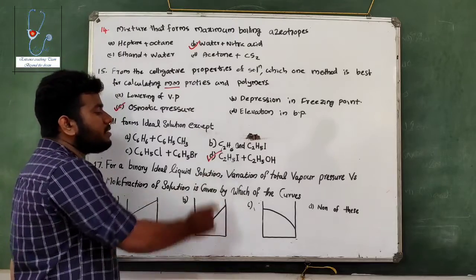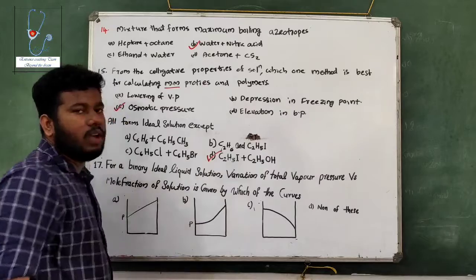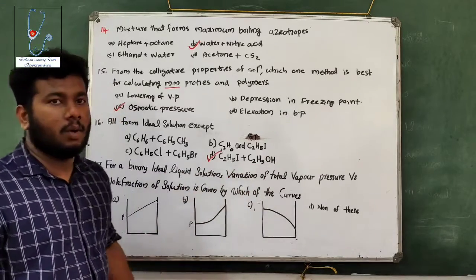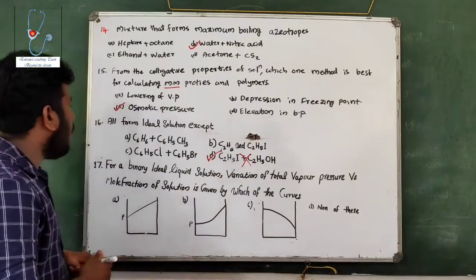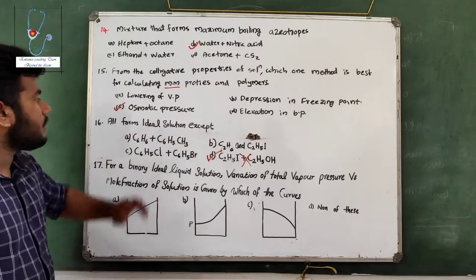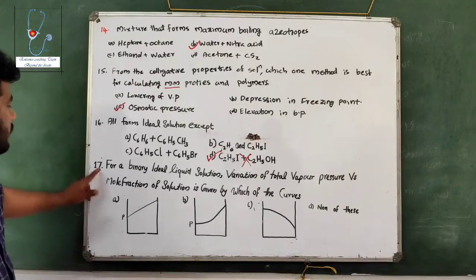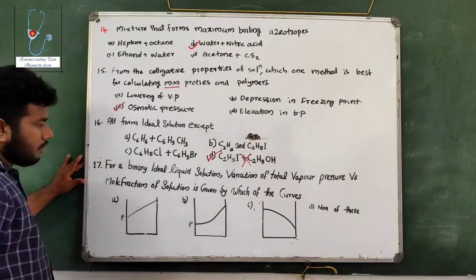Next, option D, C2H5I plus C2H5OH. C2H5I is iodoethane and this one is ethanol. This does not form an ideal solution. So option D is the correct answer for this question. All form ideal solution except option D. Next, come to the 17th question.